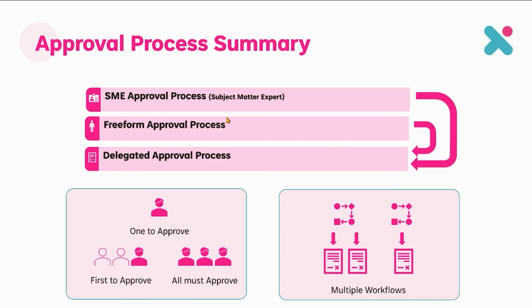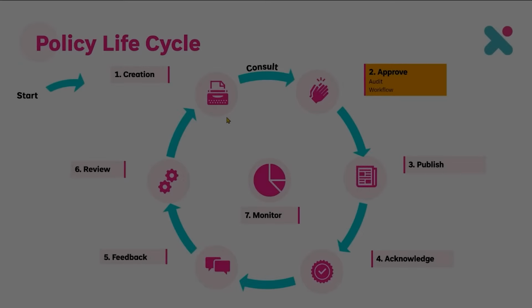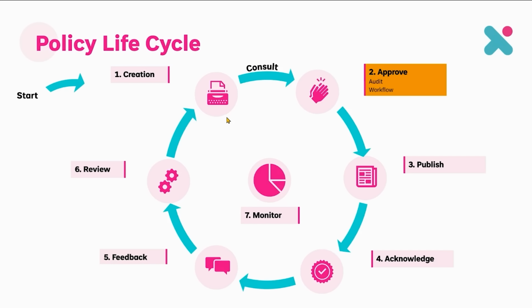And then when we look at those workflows, we can create multiple workflows to support different scenarios, and you can assign those either to one policy or multiple policies. So that completes the approval step. We looked at workflows. We also looked at the audit stage. Once it's approved, we're now going to consider publishing and how people actually access this policy.